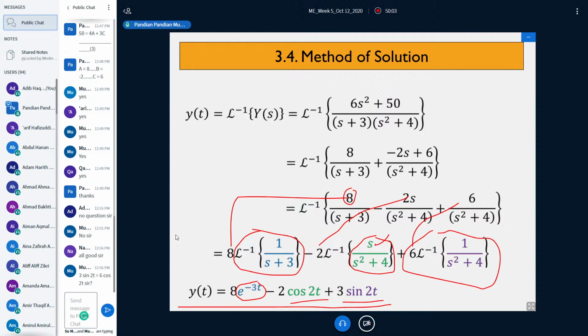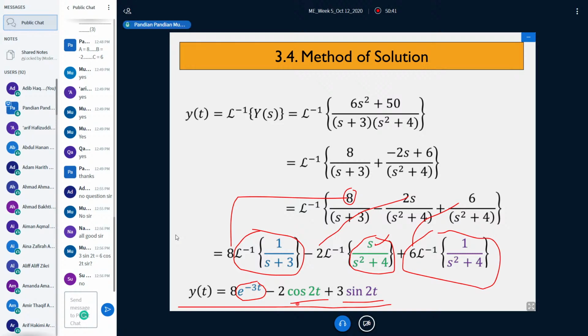3 sine 2t equals to cos equals 6. No. Mohammed Aikal, no, this one is wrong. 3 sine 2t equals to 6 cos 2. No. Mohammed Aikal, no, you are wrong. Sine, cos different, don't mix. Inverse Laplace. You go back to the table. I am referring to the table, please.